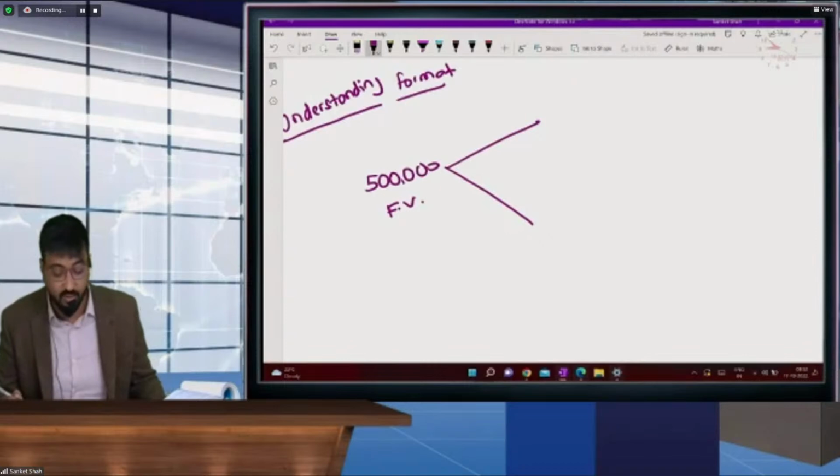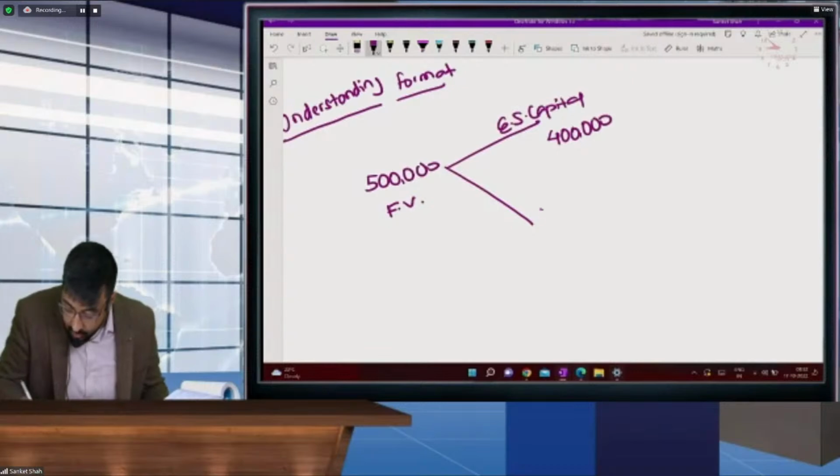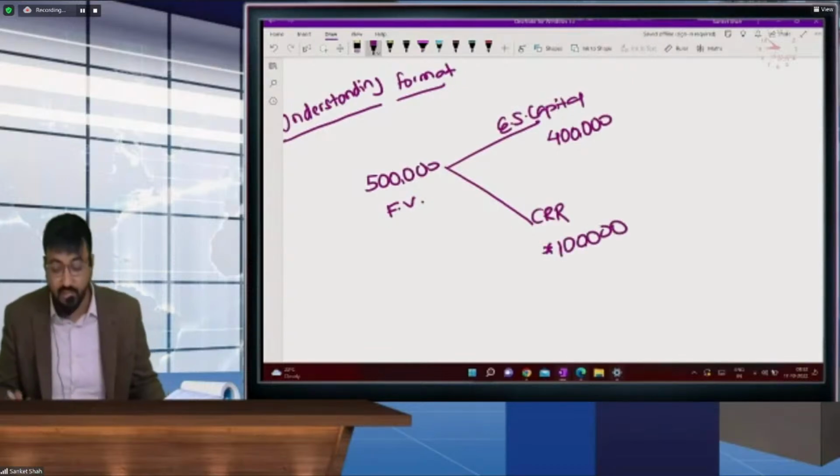So this is the face value to maintain capital structure. Out of this, equity share capital is 4 lakhs. So the balancing figure is CRR, 1 lakh. This is a diagram.